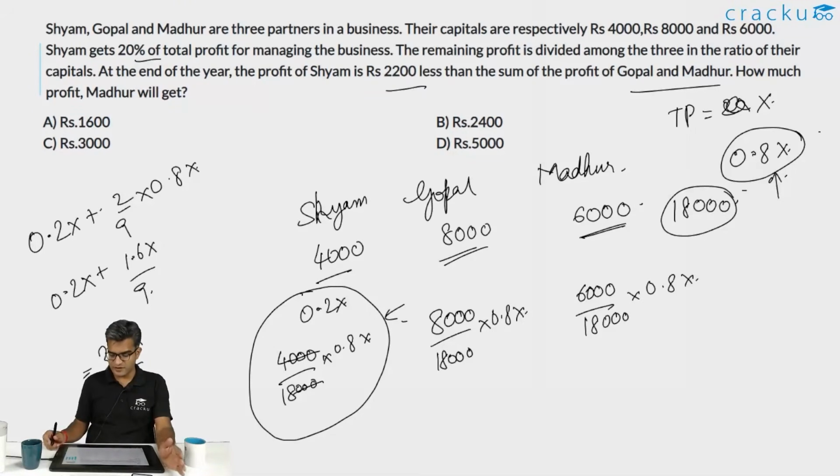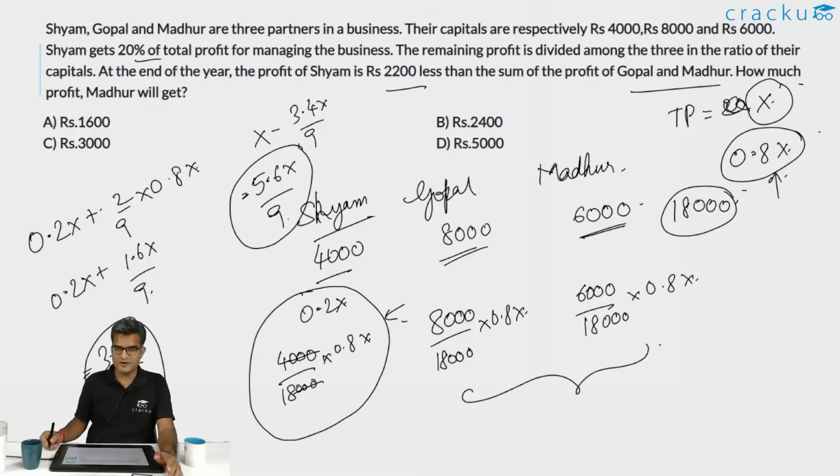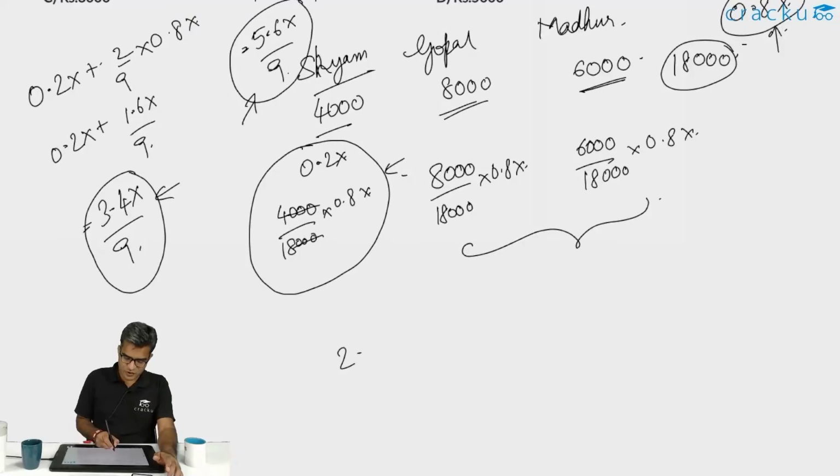What is the total profit of Gopal and Mathur? It is the sum of these two. Another way of calculating it is that the total profit is x, out of which Shyam took 3.4x by 9. So the remaining profit is going to Gopal and Mathur, which will be equal to x minus 3.4x by 9, which is equal to 5.6x by 9. This is the sum of the total profit that Gopal and Mathur took. The difference between this and this, we are told, is 2200, which implies that 2.2x by 9 is equal to 2200, or the value of x is 9000.